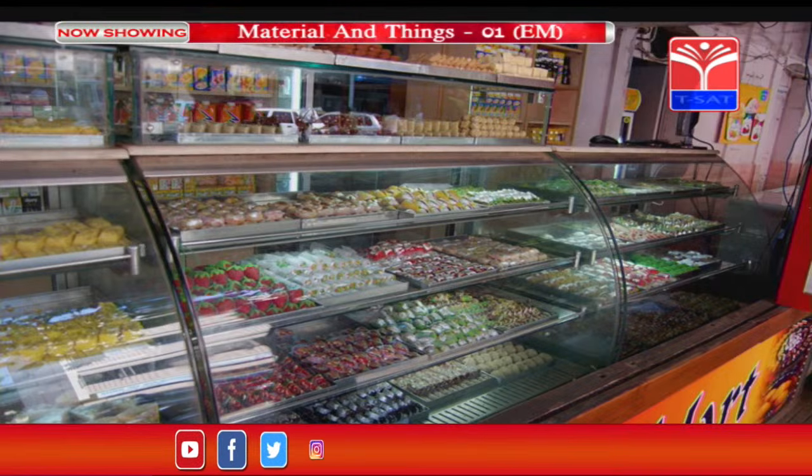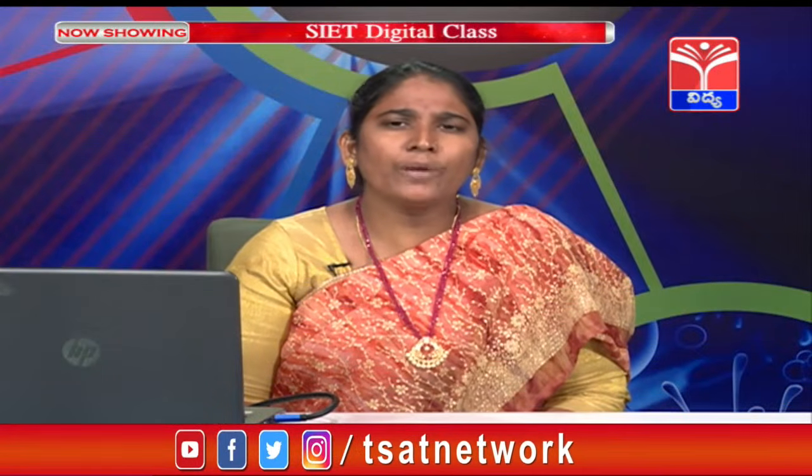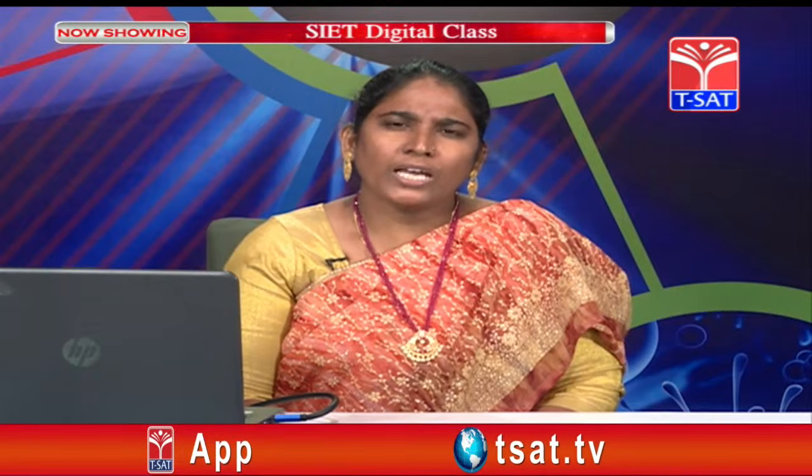So, how are you able to see them? Because glass is used, you will be able to see the sweets through it and you will be selecting one of them. We can see what is present on the other side of the glass. So, here glass is a transparent material.